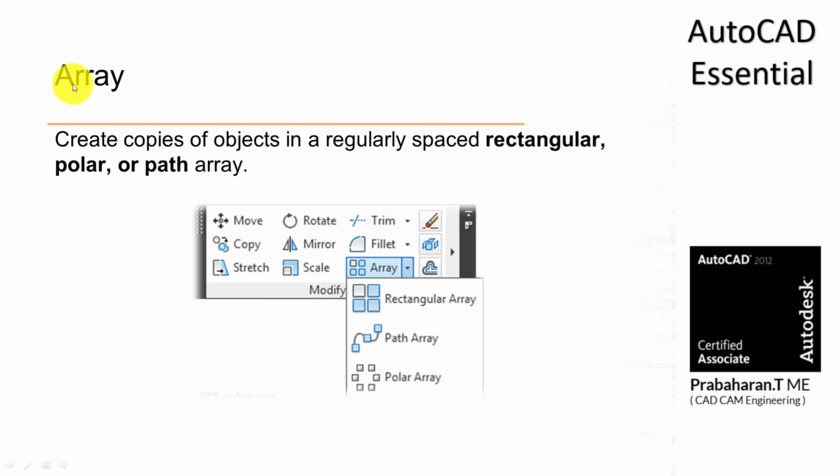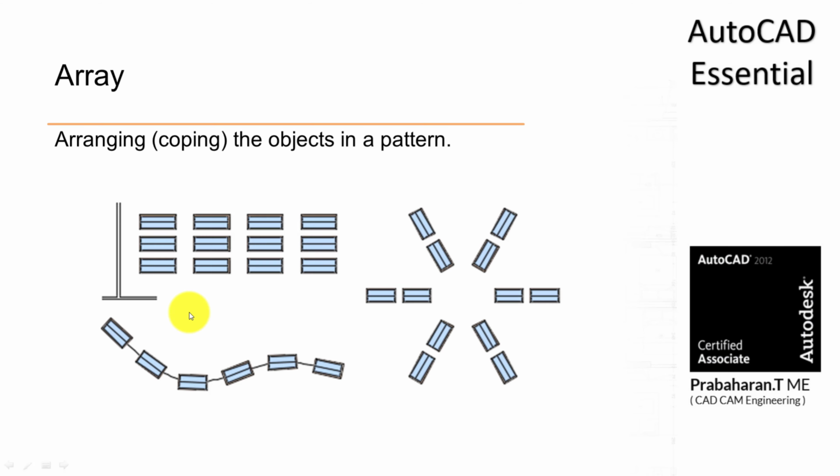First, we are going to discuss array. Array is nothing but arranging the object in a specified manner. There are three types of arrays: rectangular array, polar array, and path array. This is a simple example of these three arrays. The first one is called rectangular.